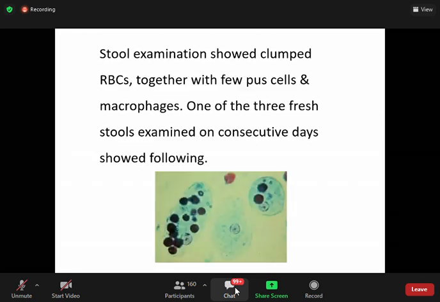Ah, good. Let's go back to this. What can you see here? I can see the nucleus with chromatin at the end. Okay, one at a time. The trophozoite eating the RBC. Yeah.